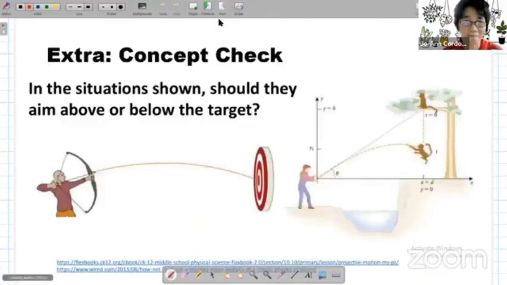Finally, last slide. Nakakapagod, no? Okay, so let us do the concept check. Let's start with the first figure. Do we think the archer should aim higher or lower if he or she wants to hit the target?